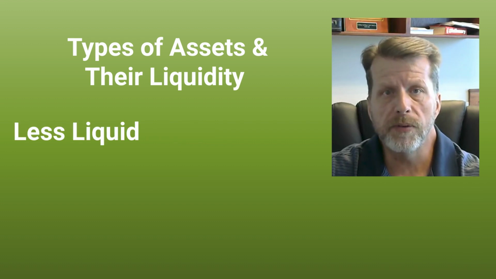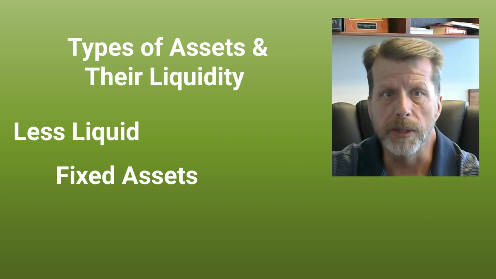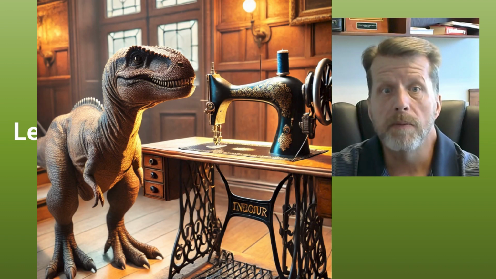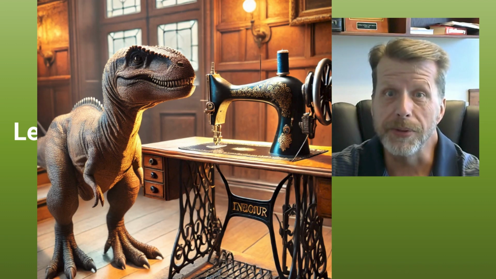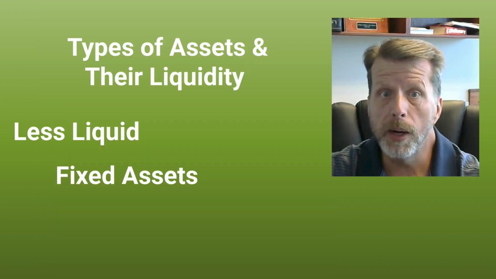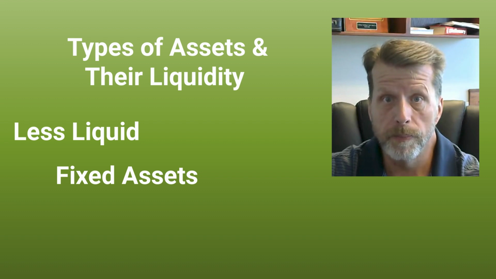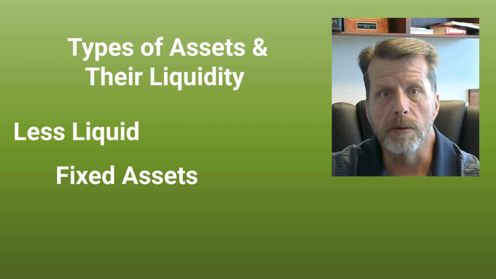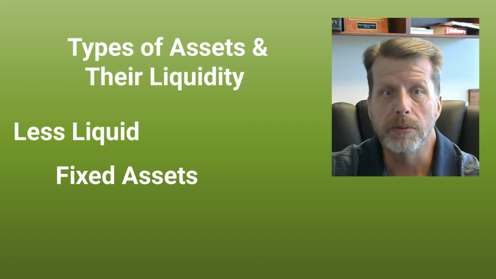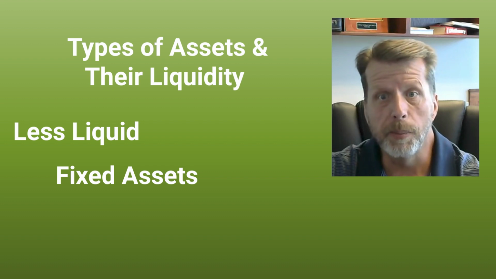Finally, fixed assets like machinery and buildings. These are the dinosaurs of the asset world. Valuable, but not exactly known for their speed. Selling a machine is like selling an antique. It's possible, but requires the right buyer and time. Fixed assets are critical for long term operations, but not ideal for quick cash needs because they tend to take months or even years to sell at the right price.